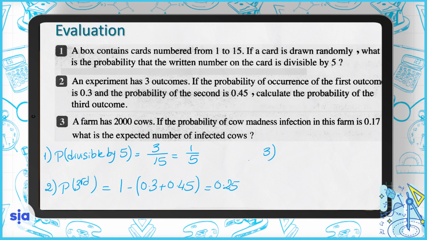Question 3. A farm has 2,000 cows. If the probability of a cow madness infection in this farm is 0.17, what is the expected number of infected cows? To find the number of infected cows, we multiply the number of cows by the probability. So in this case, the expected number of infected cows will be 340 cows.